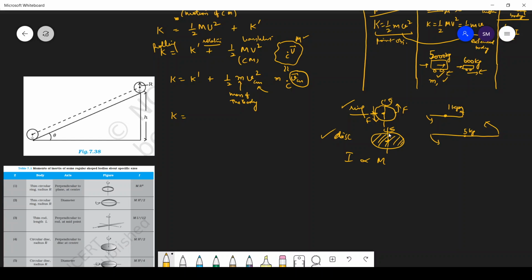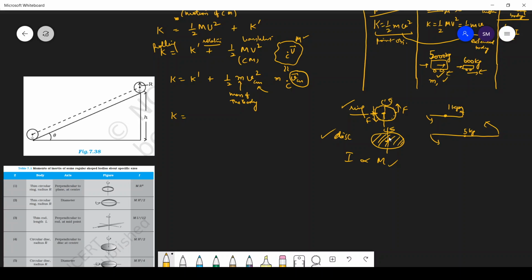So it's proportional to mass, but it also depends on the distribution of mass. Along with mass, it depends on how your mass is distributed. If the mass is away from the axis of rotation, you need to apply more force. You can see here the mass is far away from this axis of rotation.